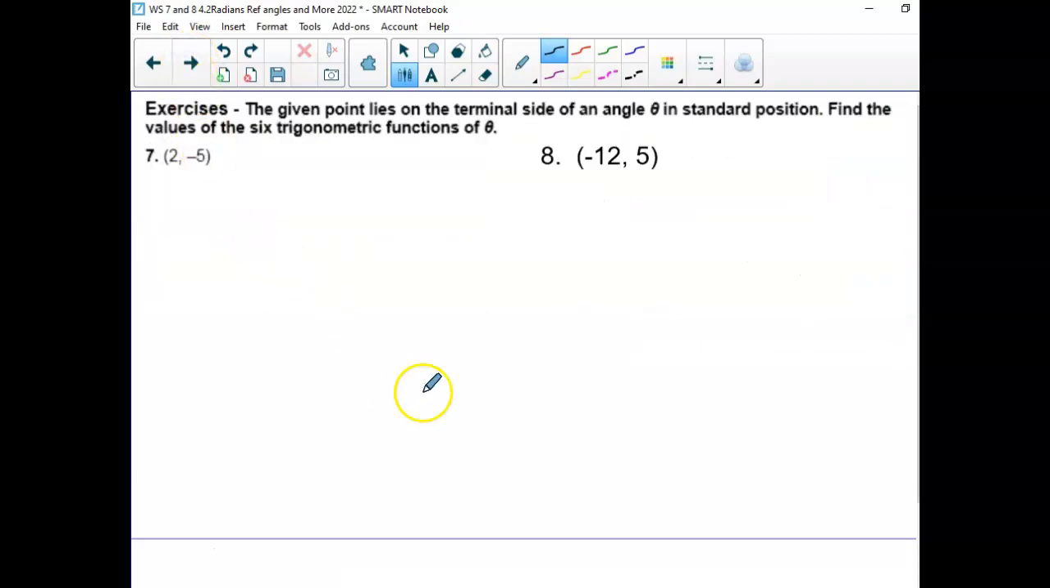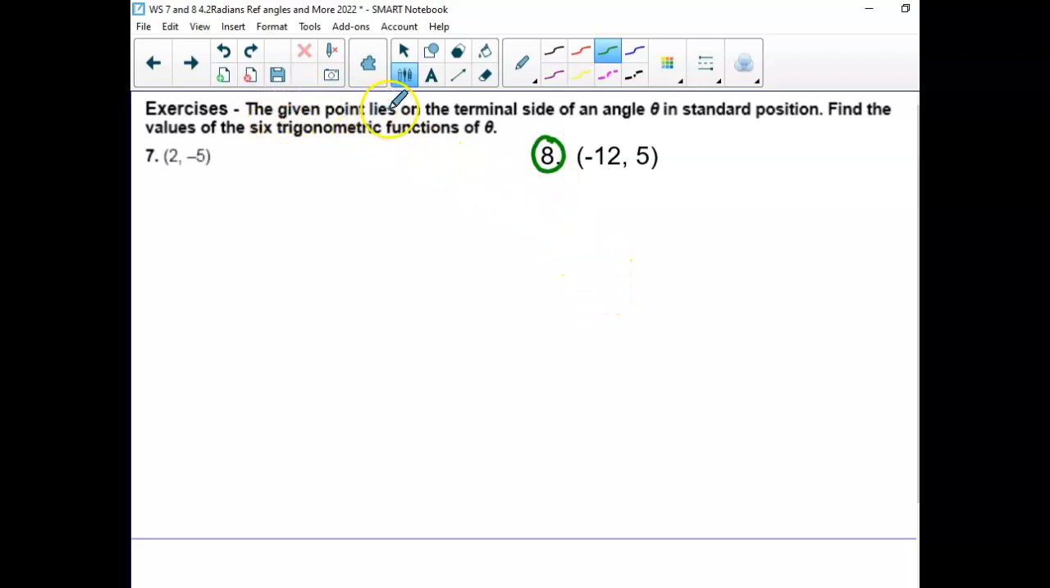I want to go to these questions. Can you go to 7 and 8 real quick on the bottom of that page, the next page maybe? I'm actually going to start with number 8 because the numbers come out nicer.